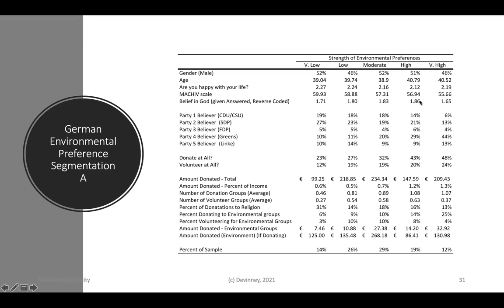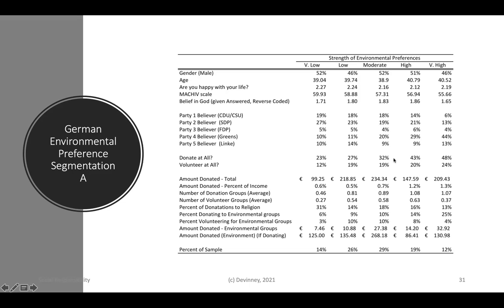The party affiliation, so these are the various parties, they're more likely to be a Green supporter. The rest of this is CDU, SPD, FDP, the traditional parties. Linke, which is the extreme left. Again, nothing here. So individuals who have these very high environmental preferences are much more likely to be Green Party supporters. What else do they do? Are they more likely to volunteer? The answer appears to be yes.